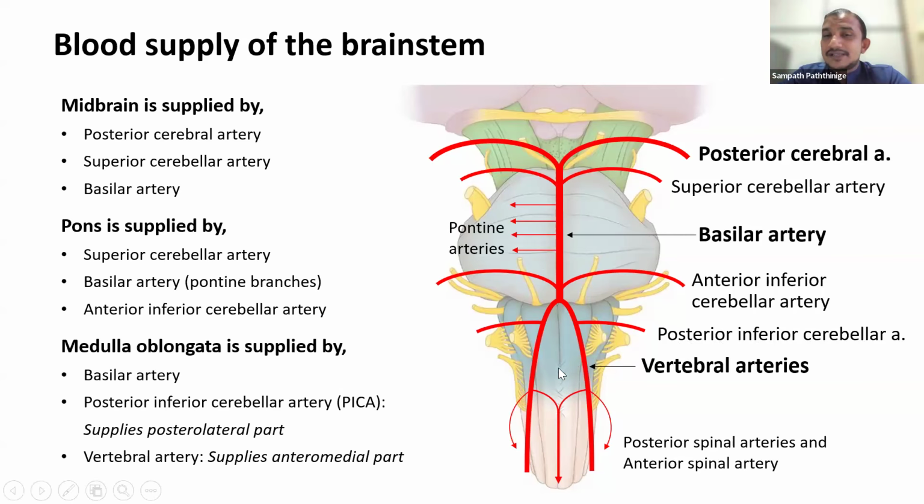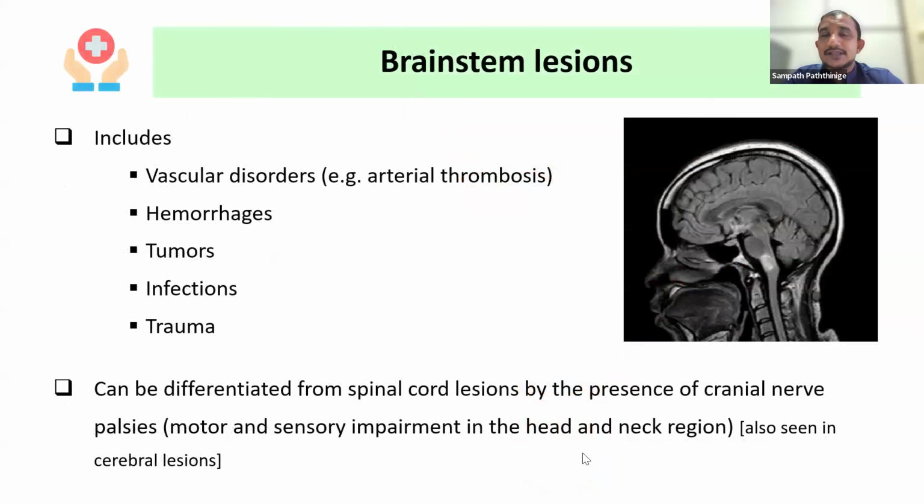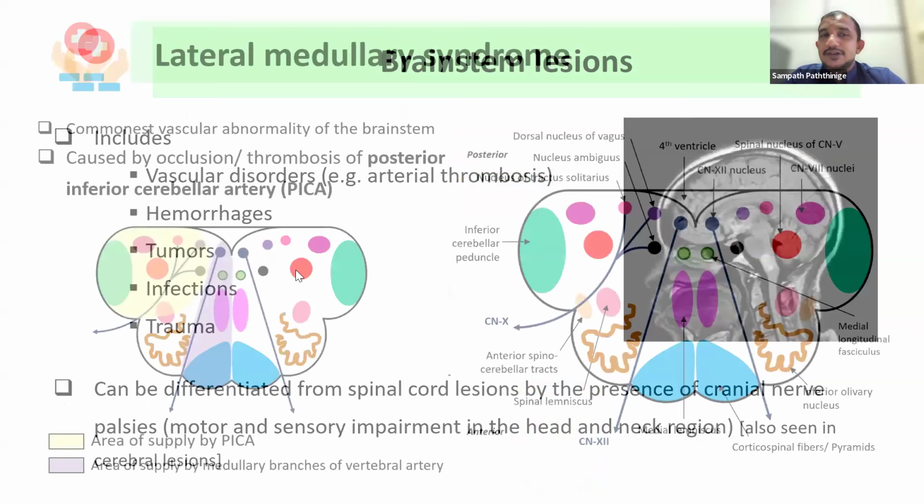The central part is from the vertebrobasilar system, and the lateral aspect of the medulla is from the posterior inferior cerebellar artery. Call it the PICA, right? Because that is the artery which is most commonly involved in brainstem strokes. We call it the PICA syndrome or the lateral medullary syndrome. So that is what you see here.